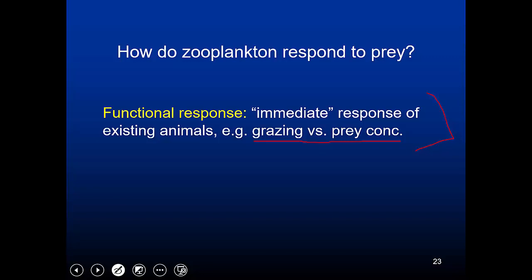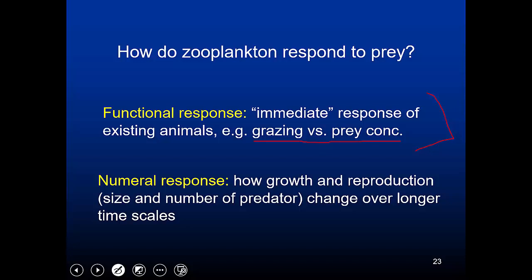And that's in contrast to the numerical response. The numerical response is how the number of organisms, number of predators, number of zooplankton change, and perhaps their size also changes in response to prey concentration. Again, that is important, but also temperature and other factors are important in modulating the numerical response.